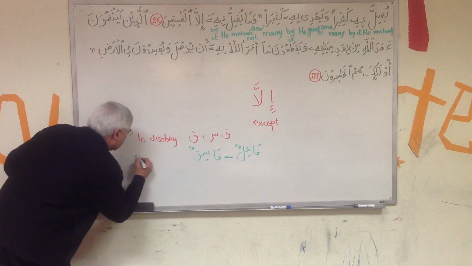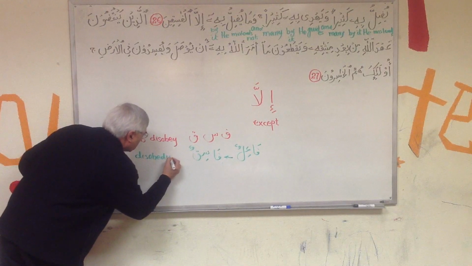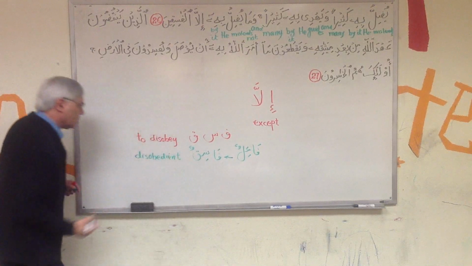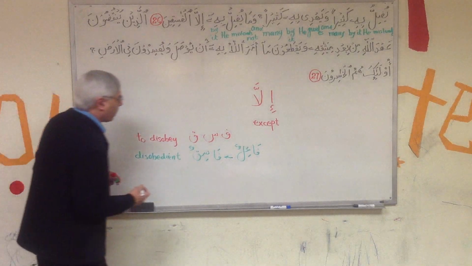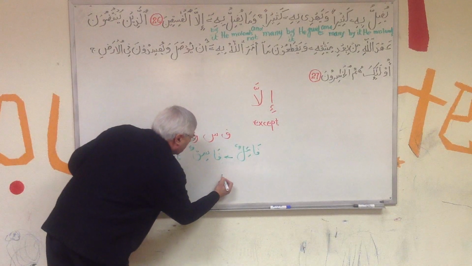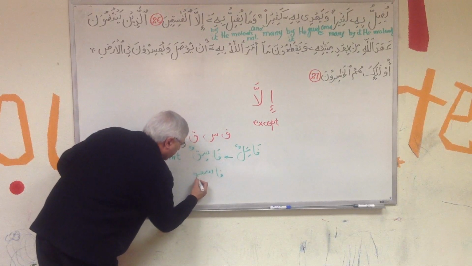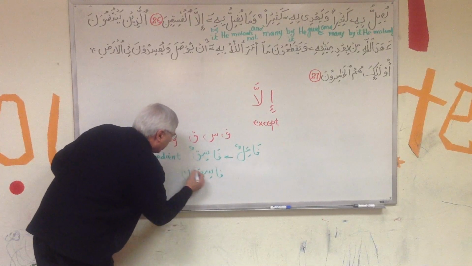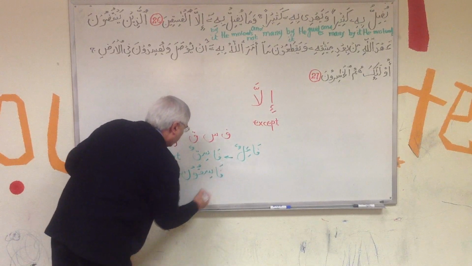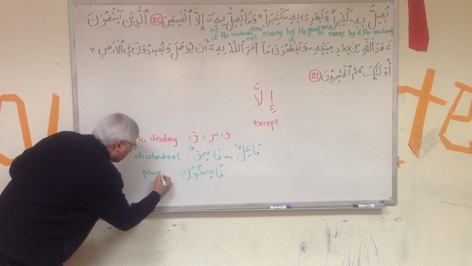So it is disobedient. Fasiqun means disobedient. Its plural, the actual plural, is fasiqun. Fasiqun is the plural.